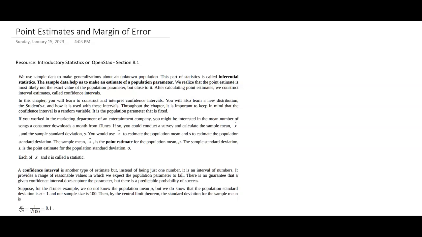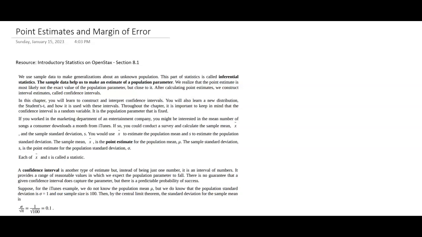All right, this video is to introduce you to confidence intervals, specifically what point estimates are and how we're going to find the margin of error and what that means. It is a lot of text and not a lot of examples, so I'm going to try to be as detailed and concise at the same time as possible.